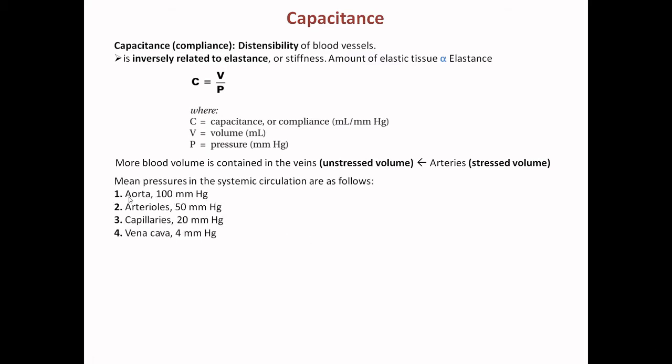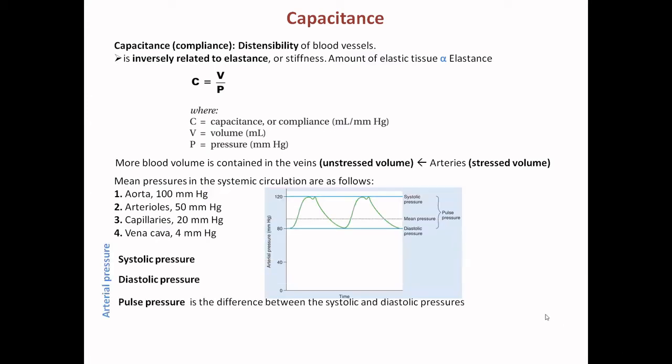Okay. So these are the main pressures of the systemic circulation, like the aorta that is immediately collecting the blood from the left ventricle at 100 millimeter mercury, arteriole, the highest resistance, that has 50 millimeter mercury, capillary is 20 millimeter mercury, and the vena cava that pours the blood into the right atrium is 4 millimeter mercury.